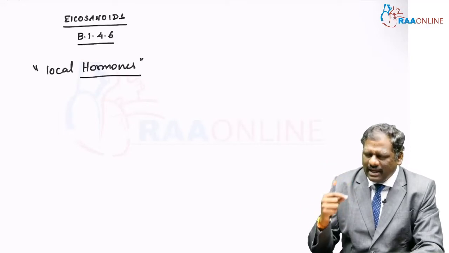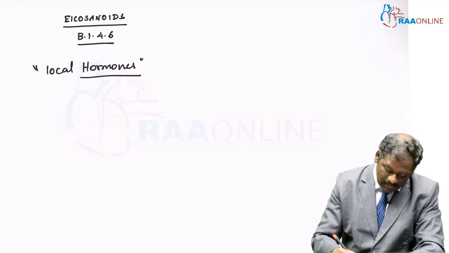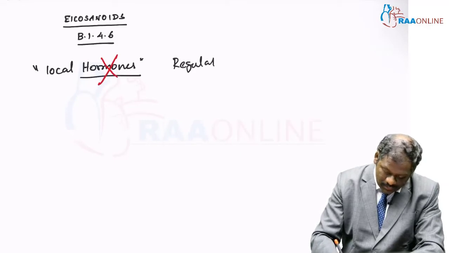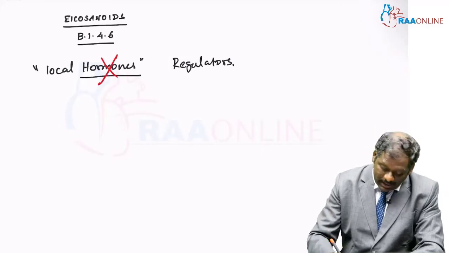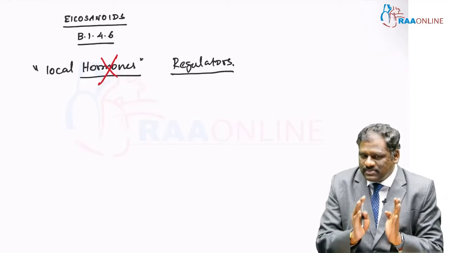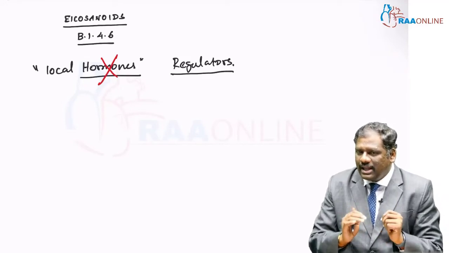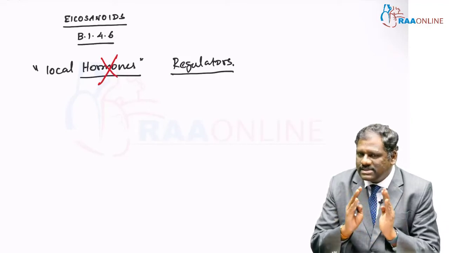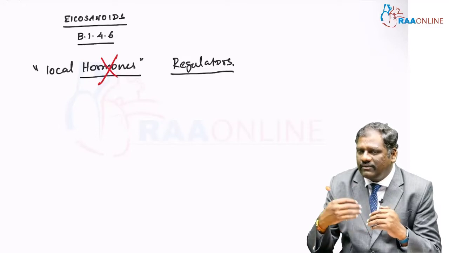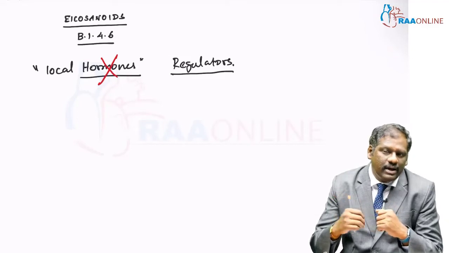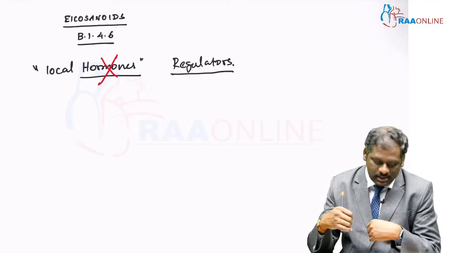But in the case of eicosanoids, these are nothing but local regulators. They get synthesized at a specific cell, and they help as a mediator or a regulator near the same cell itself. It won't go to any farther place, unlike hormones. Hence these are more rightly called local regulators.